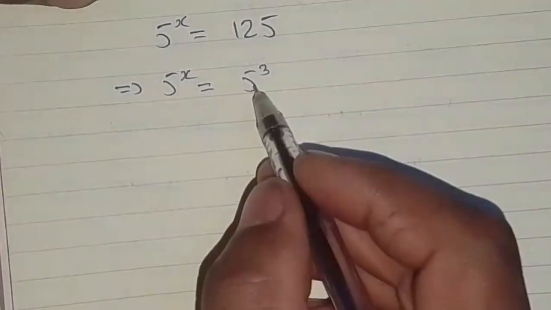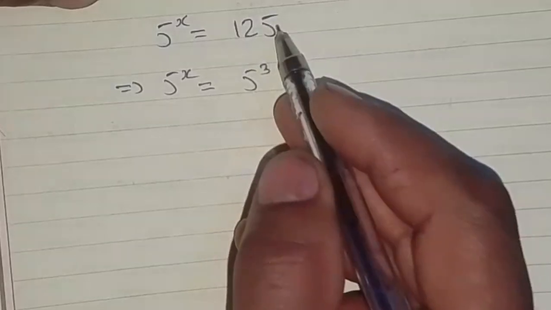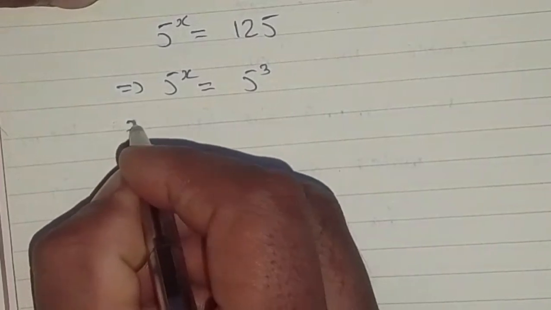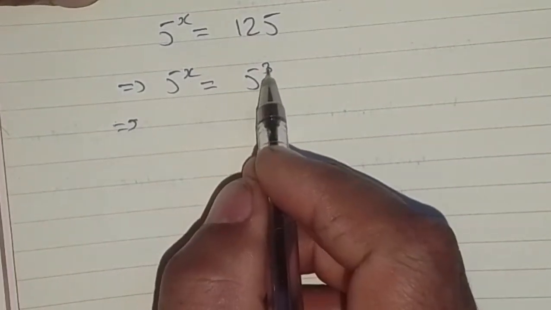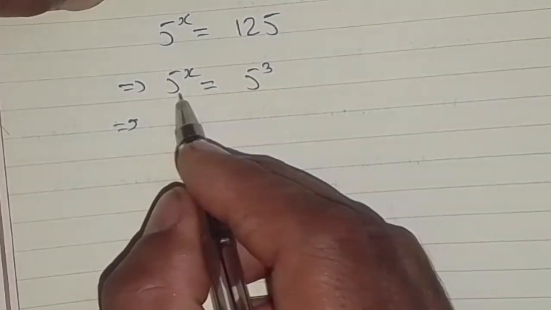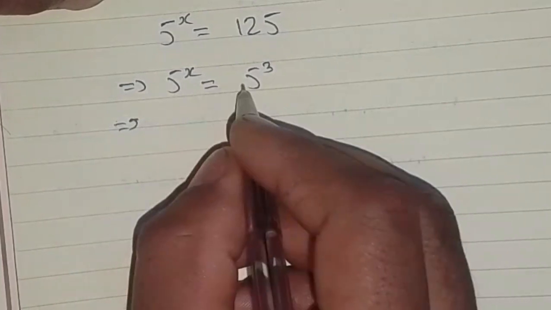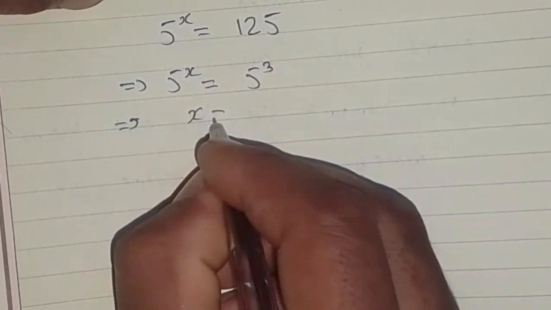Now we simplify this power of 3, equal to 125. So 5 power of x is equal to 5 power of 3. Now we compare base to base and power to power. So 5 is equal to 5 and x equal to 3. Now the value of x is equal to 3.